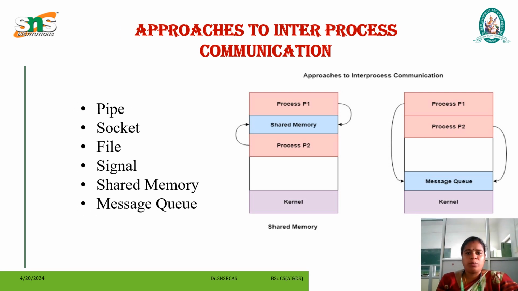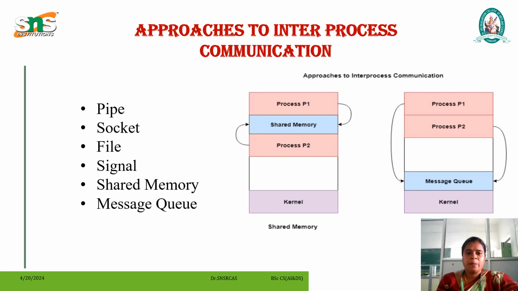Next one, approaches to inter-process communication. Different approaches to implement inter-process communication are as follows. First one is pipe. A pipe is a data channel that is unidirectional. Two pipes can be used to create a two-way communication channel between the standard input-output methods. Pipes are used in all POSIX systems as well as the Windows operating system.